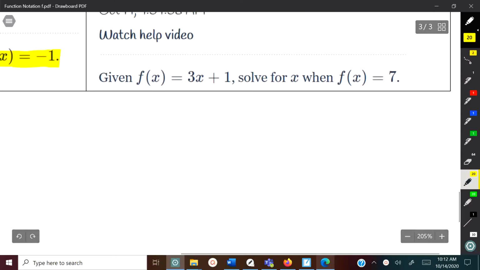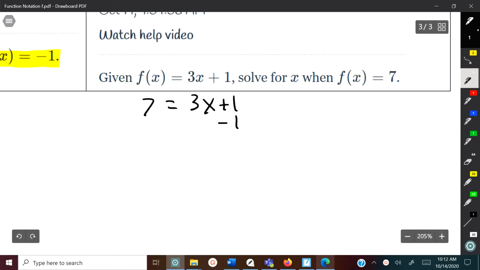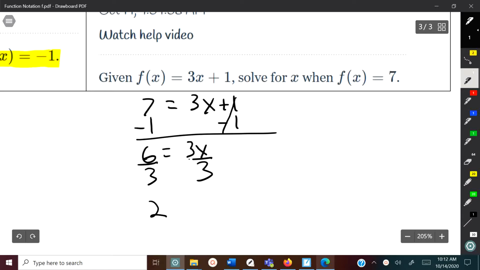Alright, so we've got that f of x is equal to 3x plus 1. Solve for x when f of x is equal to 7. So we're basically going to put the 7 here. 7 is equal to 3x plus 1. And then just solve. Subtract 1 on both sides. Ones cancel out. 7 minus 1 is 6. It's equal to 3x. Divide by 3, and you get 2. Cancel out, and x is equal to 2.